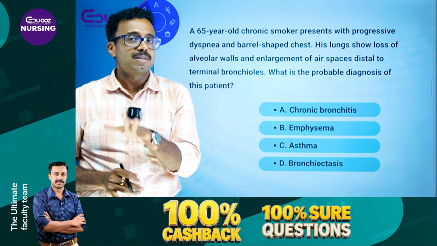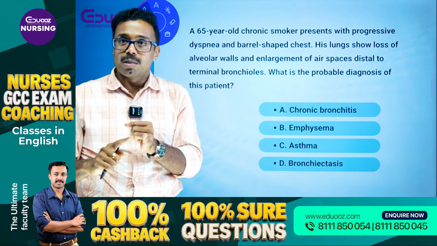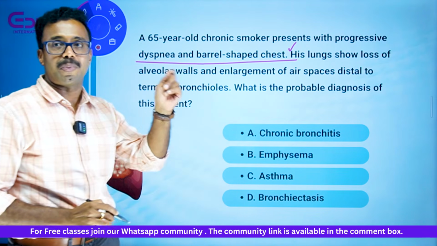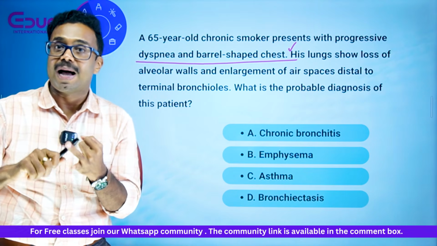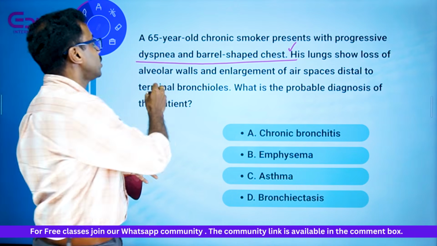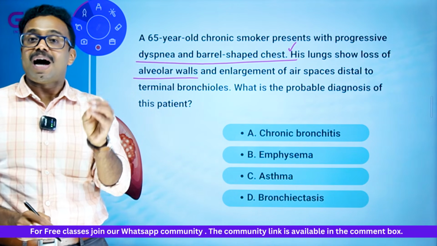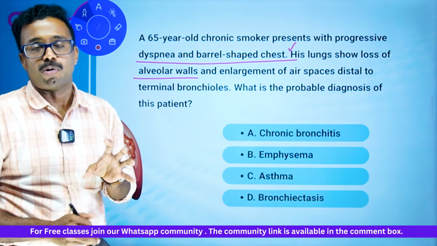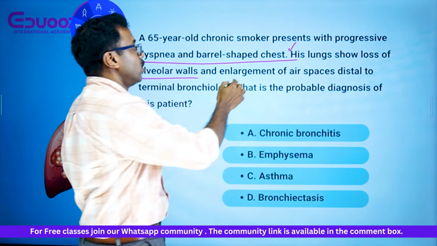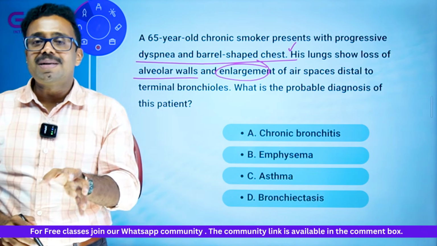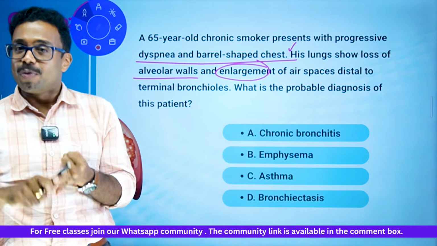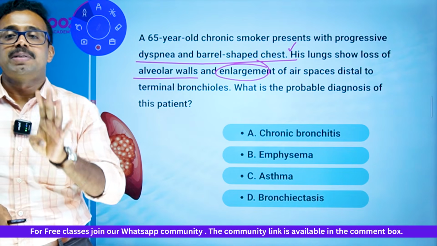The first question is a 65-year-old chronic smoker who presents with progressive dyspnea and a barrel shaped chest. His lungs show loss of alveolar walls and enlargement of the air spaces distal to the terminal bronchioles. What's the probable diagnosis of this patient? Option A is chronic bronchitis, option B is emphysema, option C is asthma, and option D is bronchiectasis.